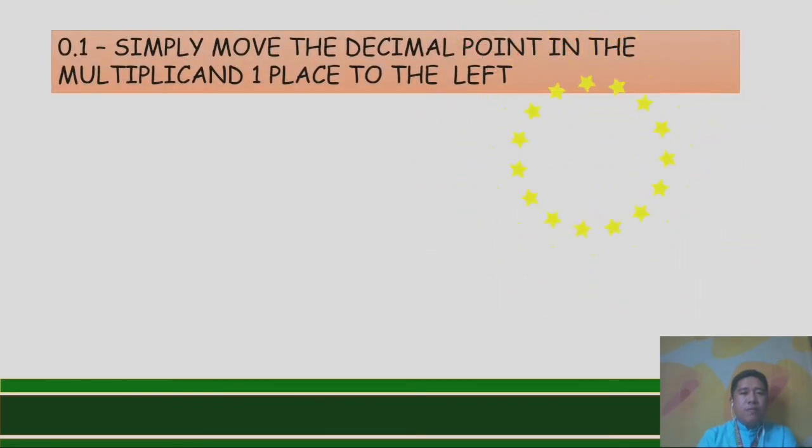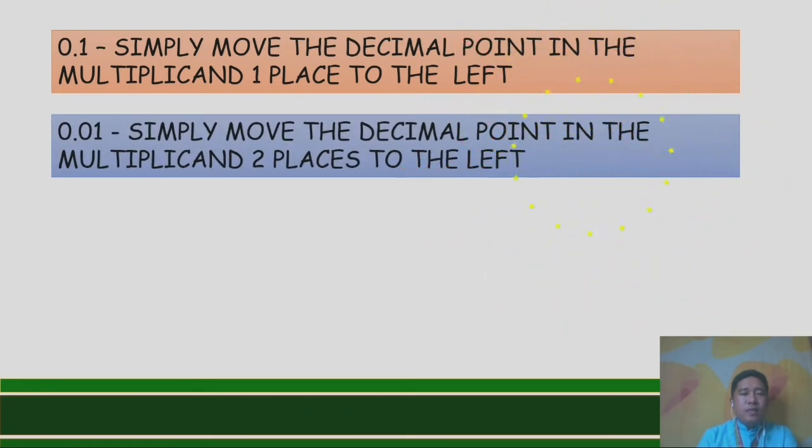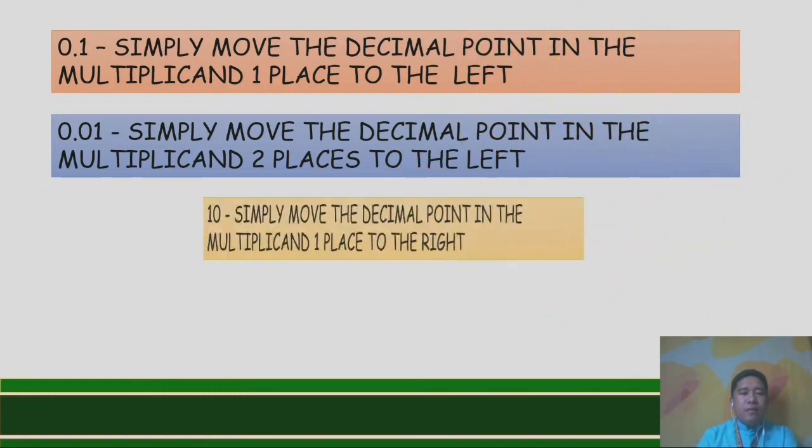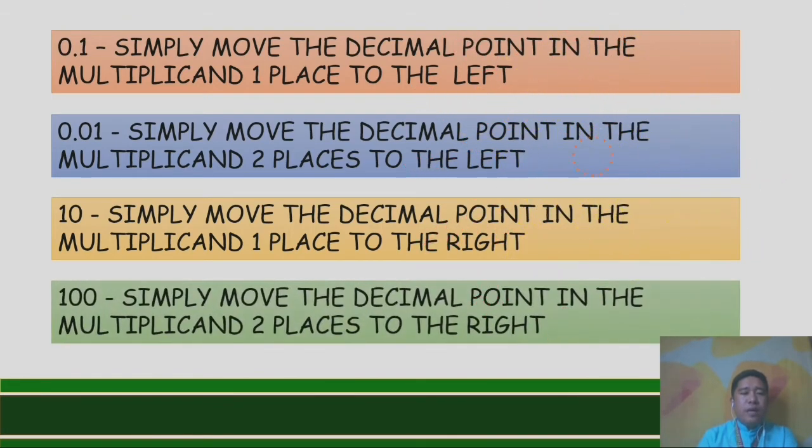When multiplying decimals by 1 tenths, simply move the decimal point in the multiplicand 1 place to the left. Then when you multiply decimals by 1 hundredths, simply move the decimal point in the multiplicand 2 places to the left. When multiplying decimals by 10, simply move the decimal point in the multiplicand 1 place to the right. And when you multiply decimals by 100, simply move the decimal point in the multiplicand 2 places to the right.